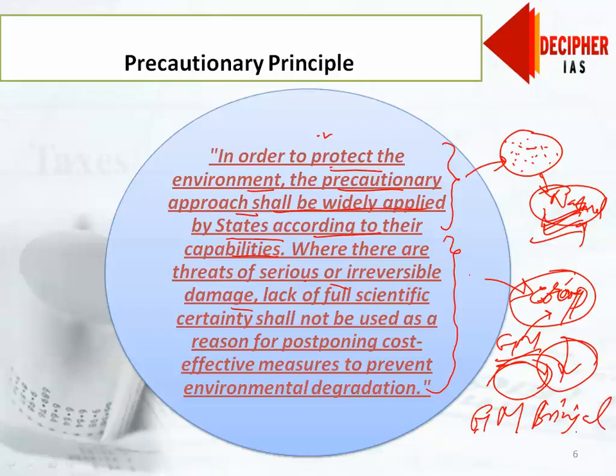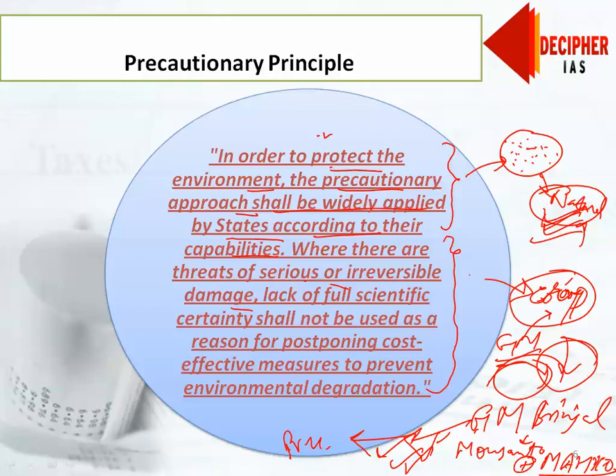For example, skepticism was shown against GM brinjal. It was the joint initiative of Monsanto and Mahyco, Maharashtra Hybrid Seed Company. So it was prevented from being launched due to these doubts. Here we followed the precautionary principle.